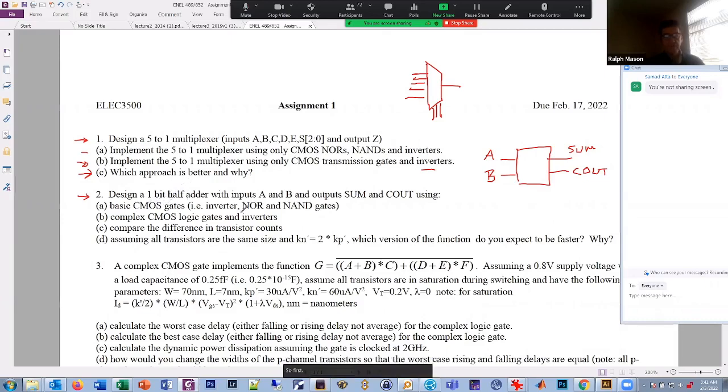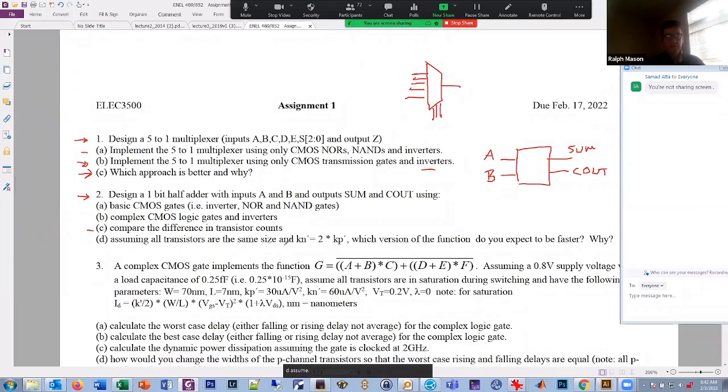So first, implement it with basic inverters, NORs, and NANDs. So again, use the basic gates. Part B is do it with complex logic gates. So we learned about complex gates. We combine ANDs and ORs and inverters together. Hopefully you're able to reduce the number of transistors. Compare the different transistor counts.